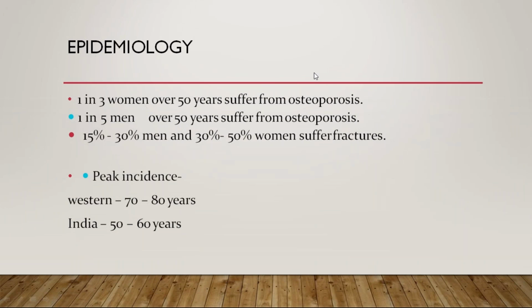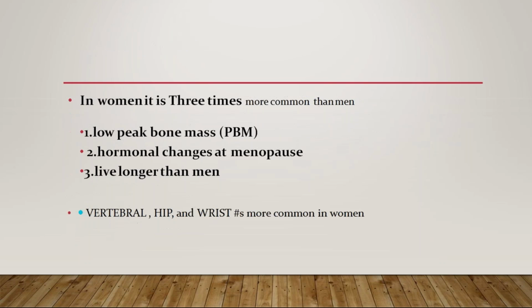Coming to epidemiology, one in every 3 women over 50 years will suffer from osteoporosis, and 1 in 5 men over 50 years will suffer from osteoporosis. Women are more prone to fractures. 15 to 30% of men and 30 to 50% of women suffer from fractures. See this, men around 15 to 30%, but women around 30 to 50%. In Western countries, people are more prone to fractures around 70 to 80 years. In India, it is only at 50 to 60 years.